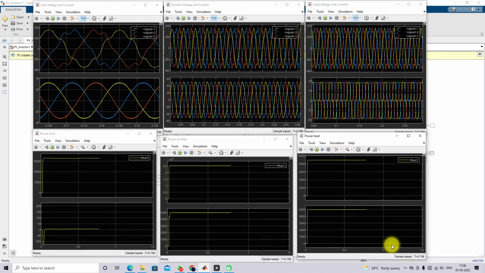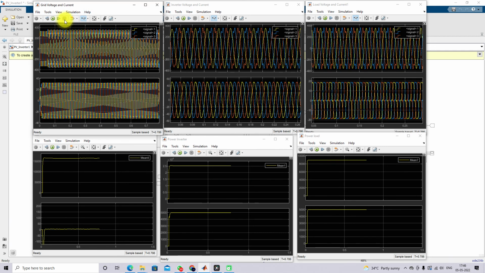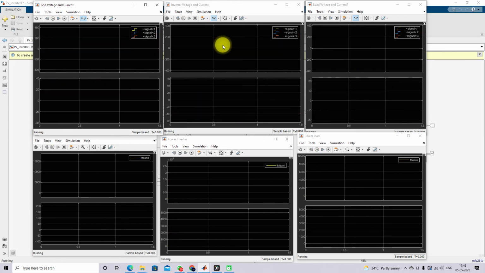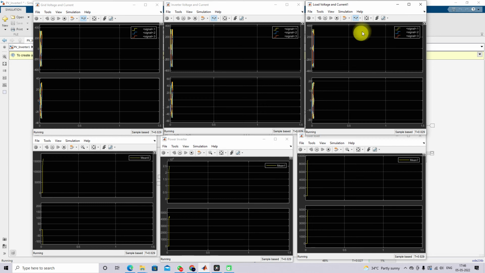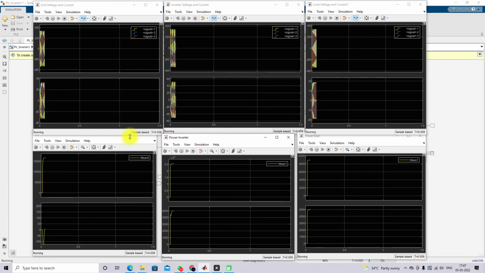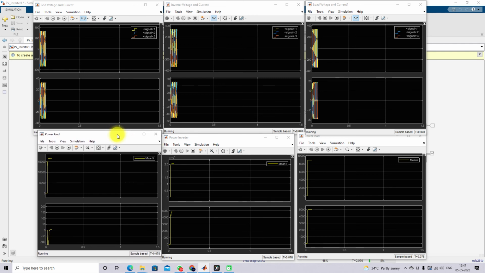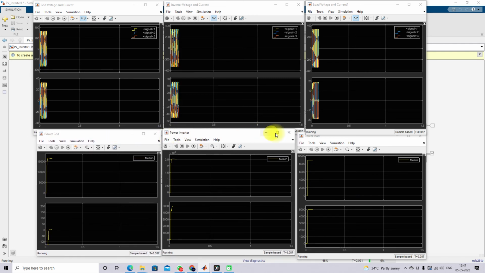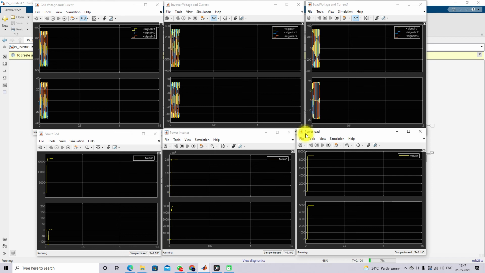In this condition also, the grid current quality should be maintained, so you will check that detail. At 0.2 seconds, the sag will be created in the system, so we'll check that detail.